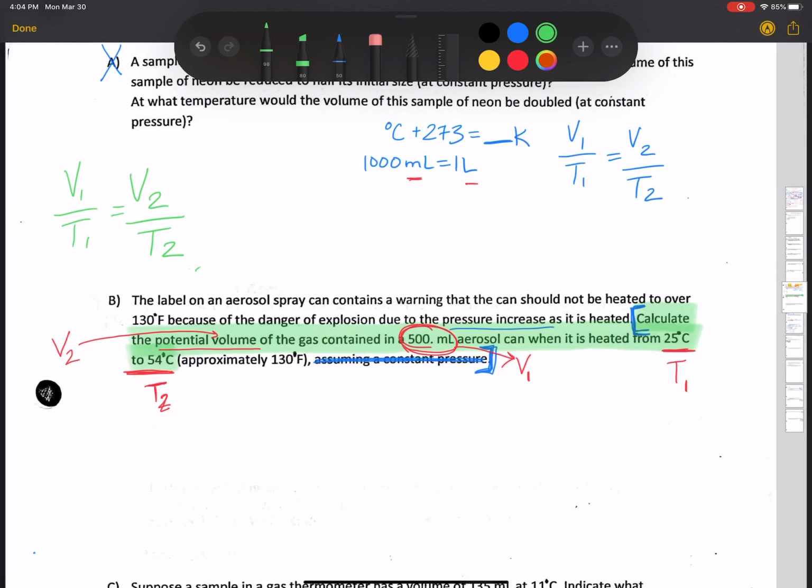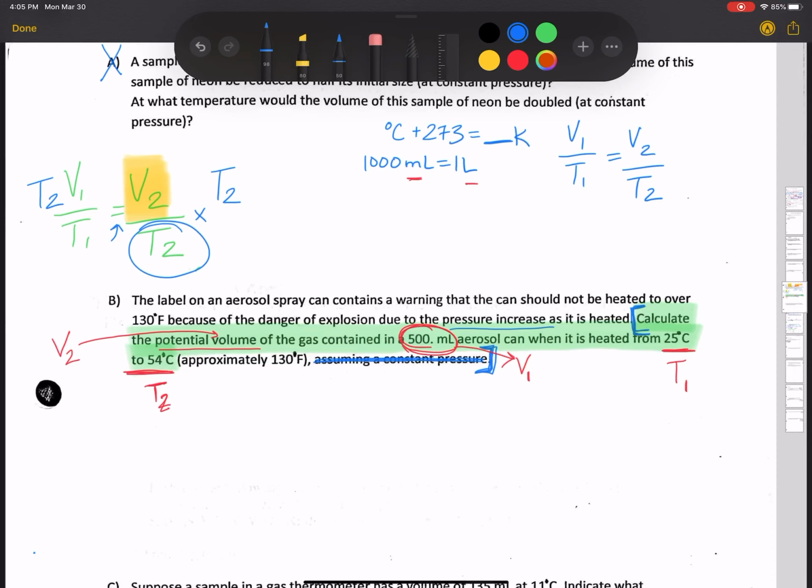I now know that I'm solving for V2. This is the one that I'm solving for. So in order to do that, I need to get rid of T2 that's in the denominator, because I want to get V2 by itself. And in my formula, I have V2 divided by T2. So the opposite of dividing by T2 would be multiplying by T2. So that means I have to multiply on both sides of the equal sign, because what you do to one side, you must do to the other.